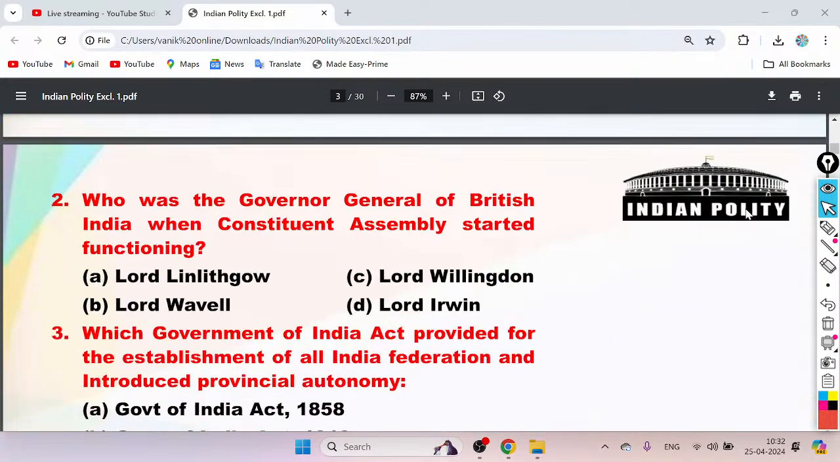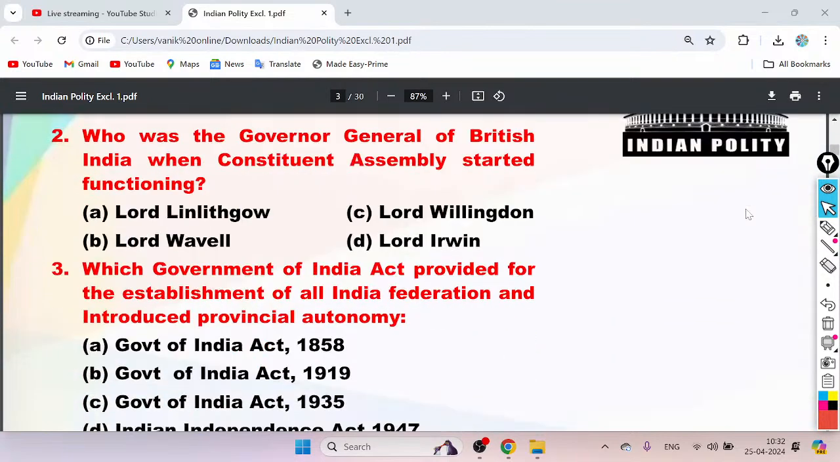Number two, who was the Governor General of British India when the Constituent Assembly started functioning? The Constituent Assembly started functioning on 9 December 1946. And during that time, Lord Wavell was the Viceroy of India.